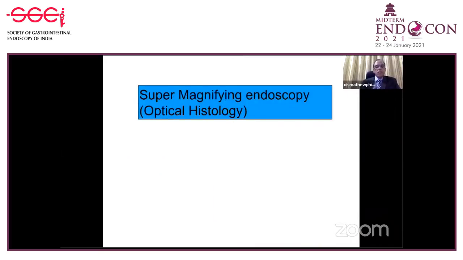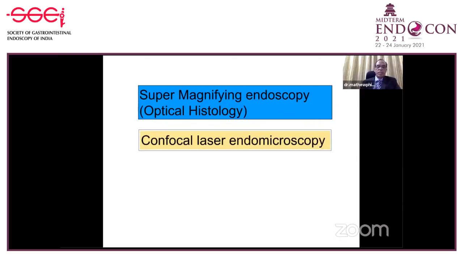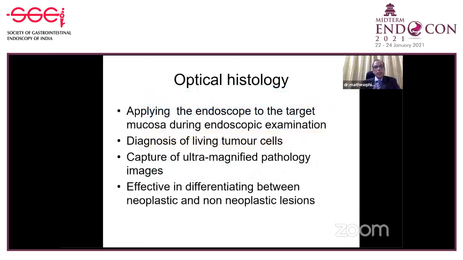So optical histology or supermagnification. You have got two modalities, as I told you, confocal laser endomicroscopy and endocytoscopy. Optical histology is basically that you apply the endoscope to the target mucosa during endoscopy examination and diagnose the living cells. That means in vivo, you try to make a diagnosis, whether it is normal or abnormal. And you capture the ultra magnified pathology images and try to differentiate between neoplastic and non-neoplastic lesions.